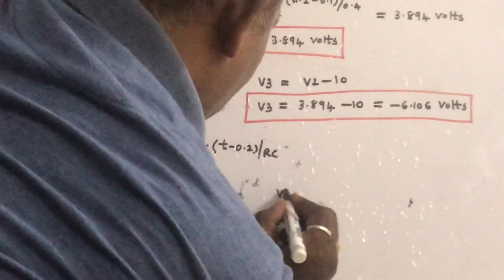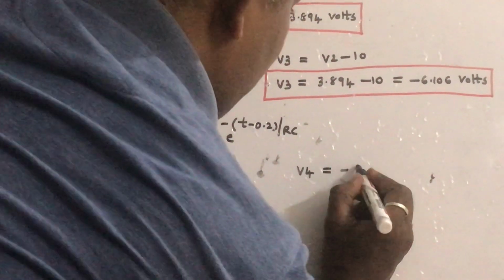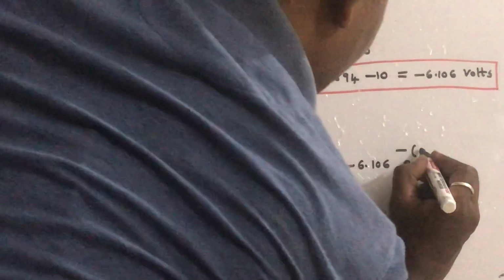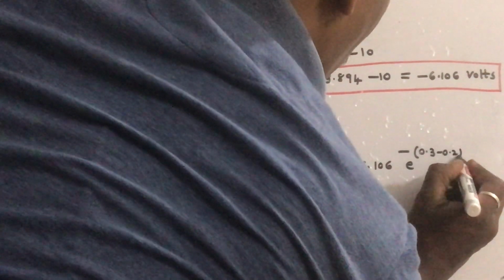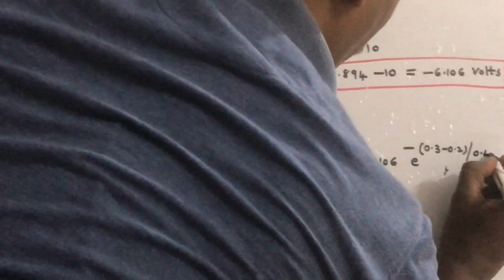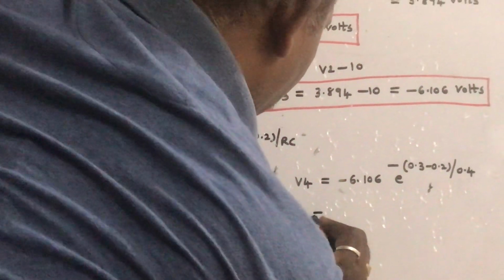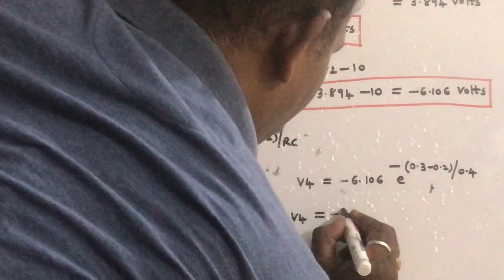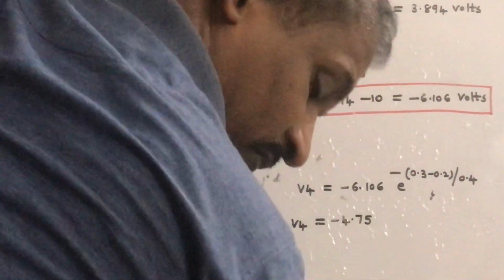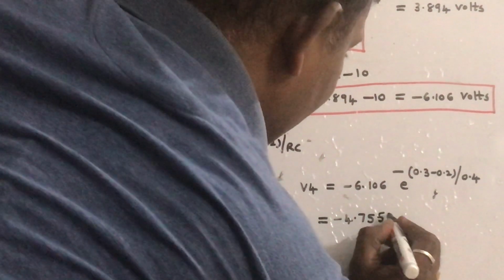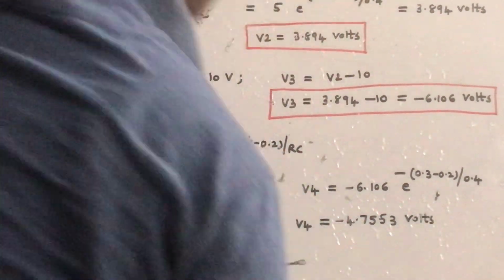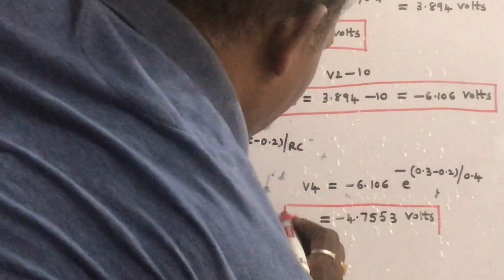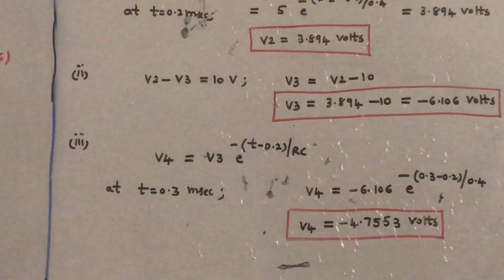So substitute, V4 is equal to, what is the V3 we got? Minus 6.106 into e power minus (0.3 minus 0.2) by, what is RC? 0.4 milliseconds. So from this calculation we get V4 as minus 4.7553 volts. So this is the value of V4. Now finally two more values, V5 and V6.